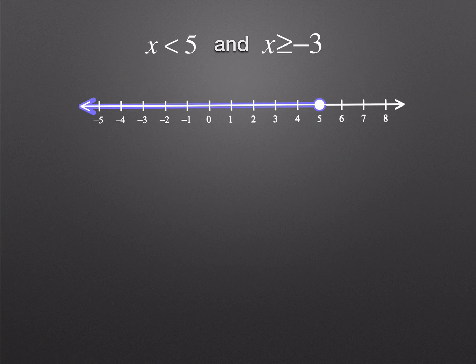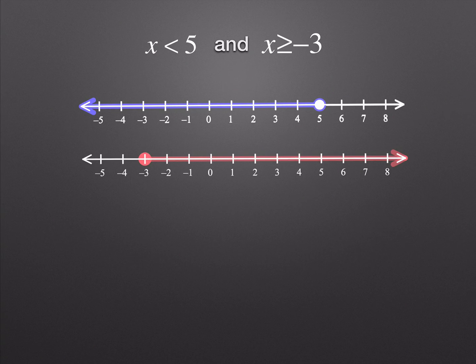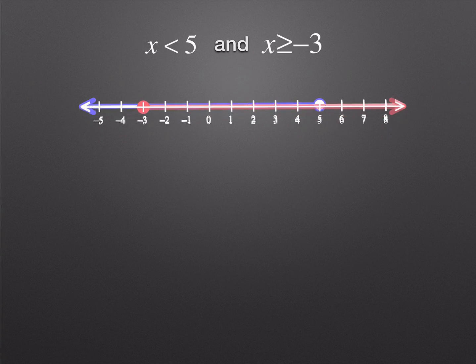And I'm going to show you x greater than or equal to -3 just on another number line so you can see it. But typically we don't do that. We graph it right on top of the other one. So now we need to figure out when the two conditions, x less than 5 and x greater than or equal to -3, are true.